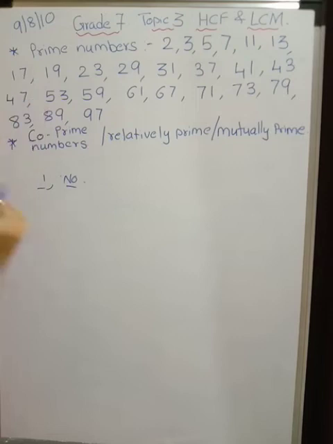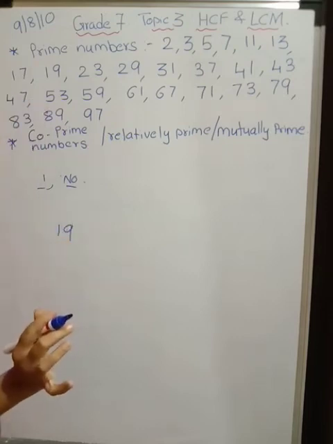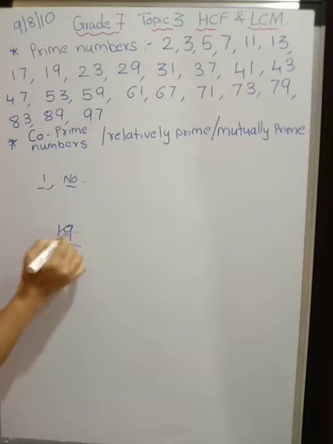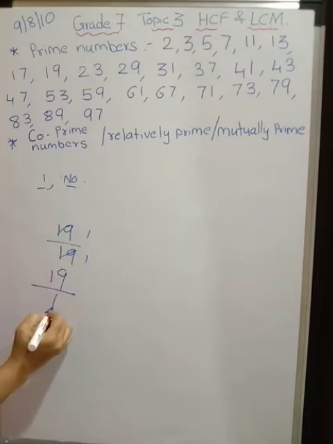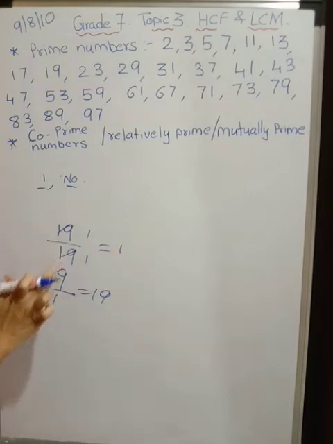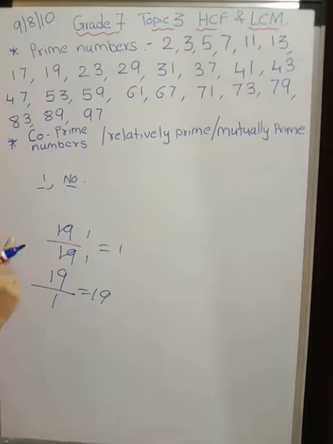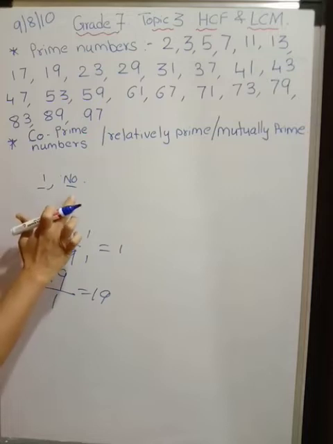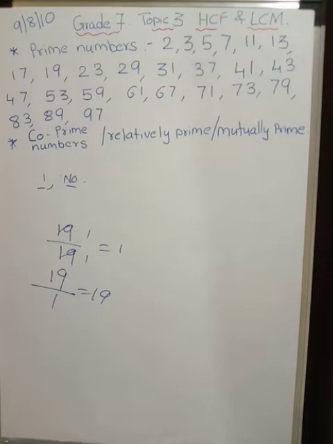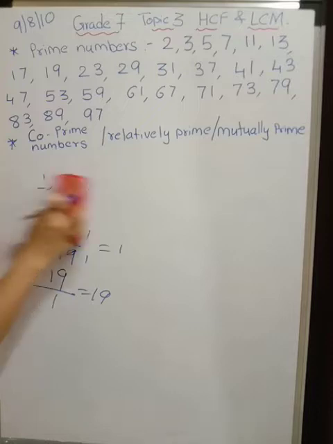Say for example 19. 19 is not divisible by any other number. It is only divisible by 19, and by 1. 19 divided by 19 gives 1, and 19 divided by 1 gives 19. So a number which is divisible only by itself or 1, that means it has only two factors, completely divisible, that means the remainder will be 0. Alright. So all those numbers which are not divisible by any other factor than the number itself and 1 are called prime numbers. So now you know that prime numbers have only two factors.